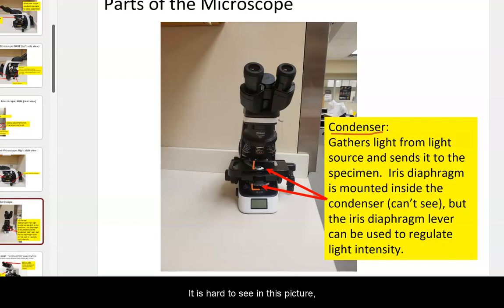It is hard to see in this picture, but there is a little lever that is found at the edge of the condenser. The lever controls the iris diaphragm mounted inside the condenser. The iris diaphragm can also be used to regulate the amount of light that goes through the specimen. So there are two ways to control the amount of light that goes through the specimen. We can use the rheostat, or we can use the iris diaphragm lever mounted on the front of the condenser.